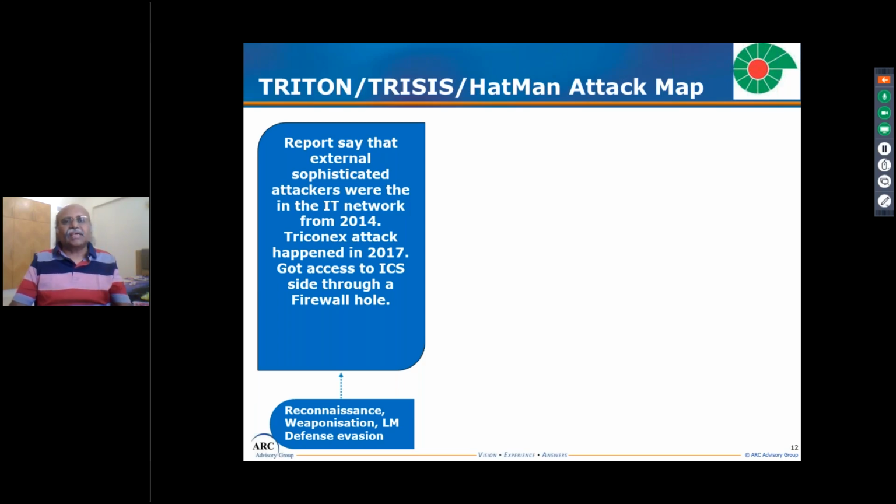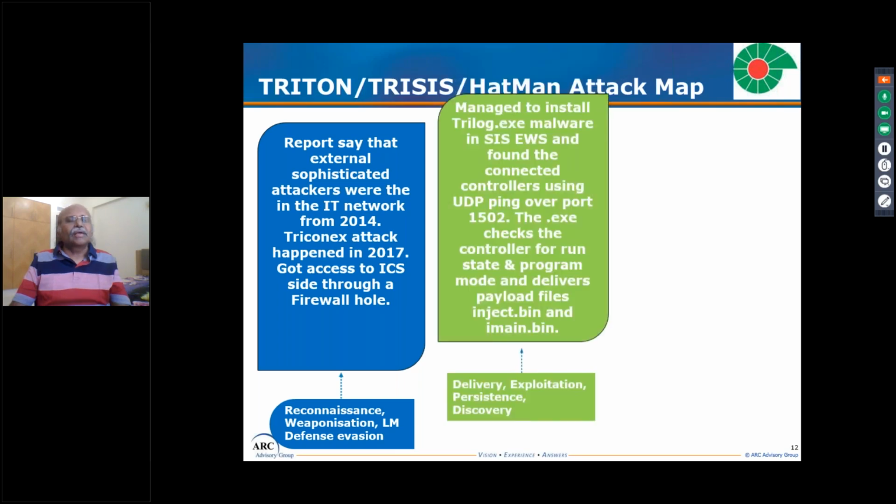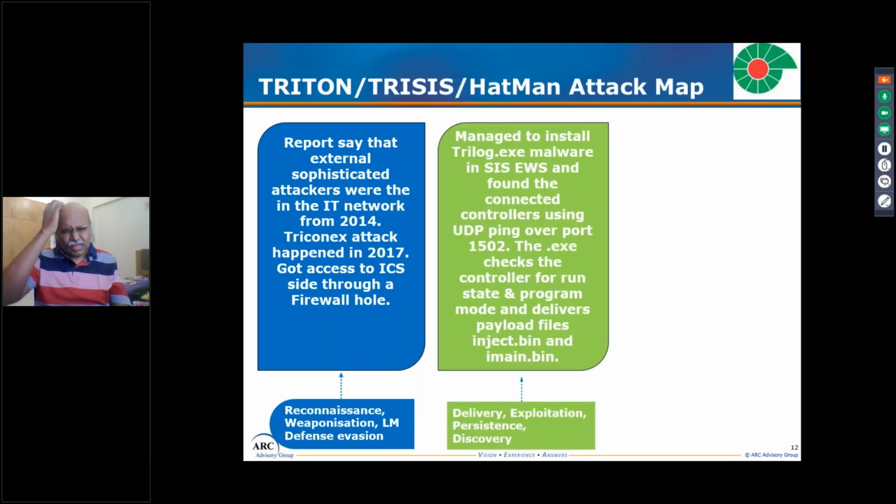It is said that access to the ICS side was through a firewall hole. This attack again looks like a state-sponsored attack. In a state-sponsored attack, you have unlimited resources, so it is very difficult to prevent a state-sponsored attack of this kind. The next attack that we are going to see is Stuxnet. That is also a similar state-sponsored one.